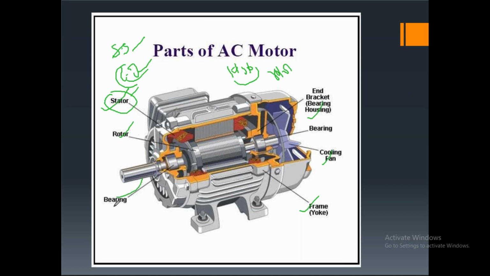Now already you know the bearing purpose. It is used for frictionless operation, and the frame provides protection for the internal parts and mechanical support to the internal system. And these are the basic parts we can observe in the AC motor as well as the DC motor.